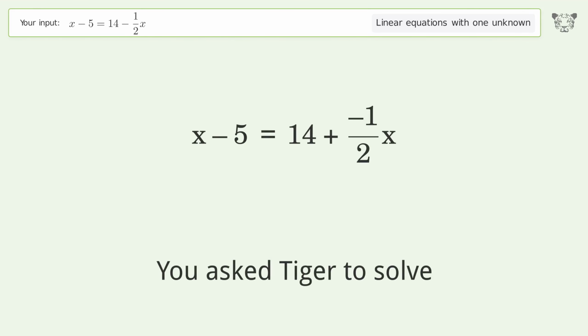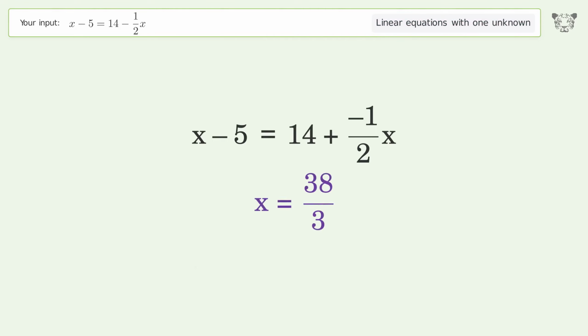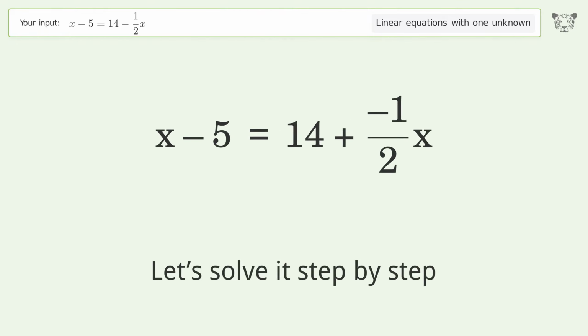You ask Tiger to solve. This deals with linear equations with one unknown. The final result is x equals 38/3. Let's solve it step by step.